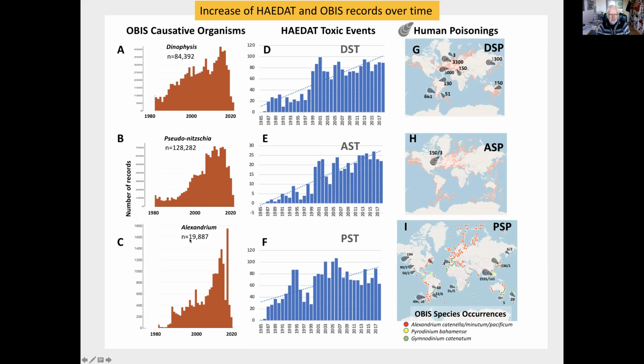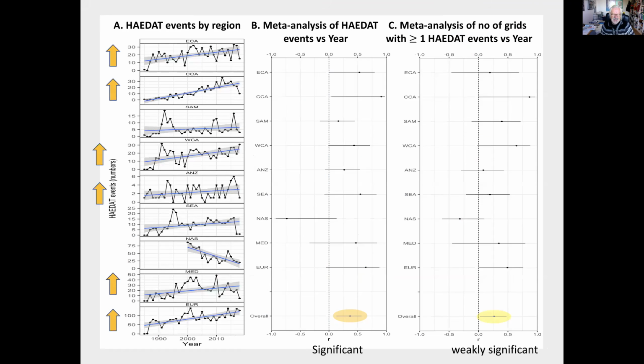Here, Alexandrium, nearly 20,000 records, an increase in paralytic shellfish toxin. And when you look at this distribution map, comes from OBIS Mapper, this undoubtedly is the major HAB toxin syndrome that is causing problems with a lot of human poisoning events indicated with the shellfish icons.